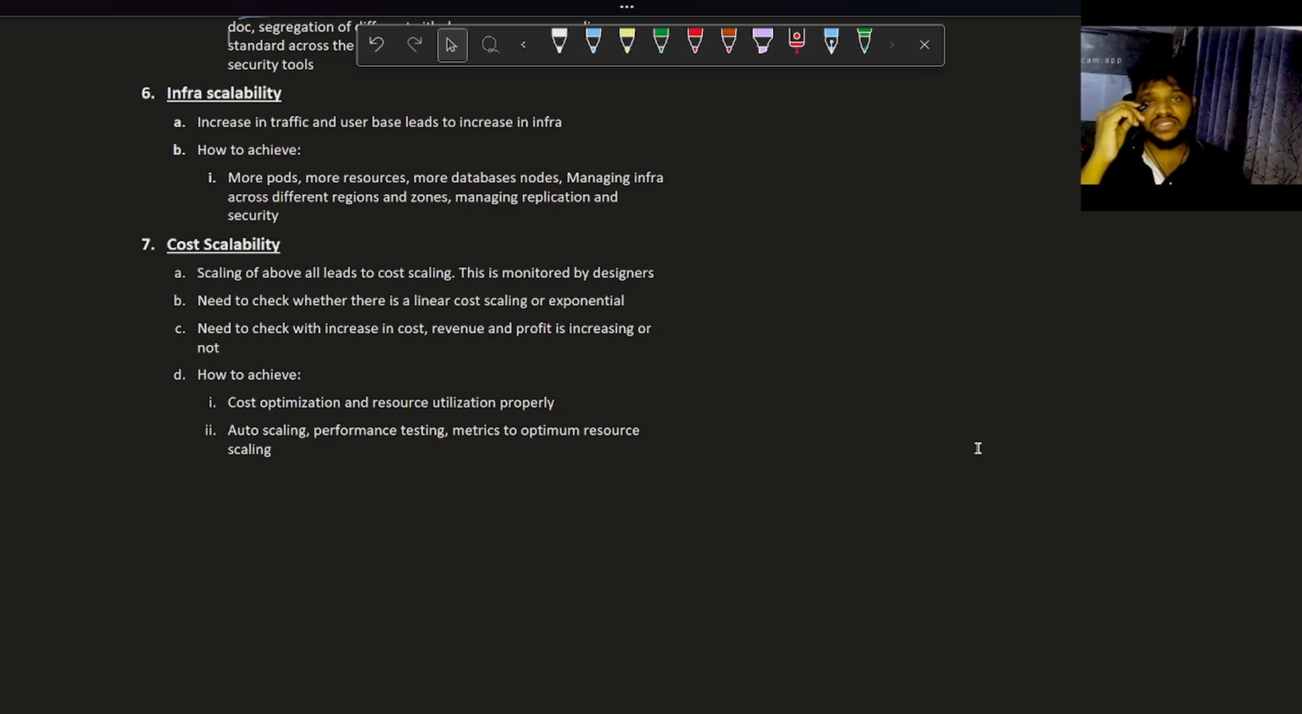One more important thing that I missed is that we have to consider whether the cost is increasing linearly or exponentially. That is a very important factor. A linear increase is okay.